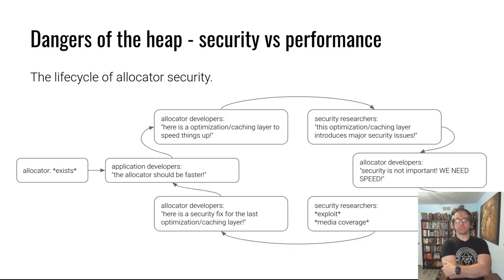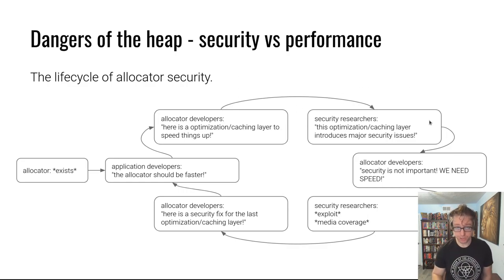Well, this is a problem because heap implementations, dynamic allocation libraries, go through this interesting cycle. Any library has overhead. A function call has overhead. The call instruction has overhead. Everything that the allocator does will have some amount of overhead. And when an allocator exists, application developers will complain about this overhead, and that's a legitimate complaint. Application developers need things to be fast. Allocator developers will look at the state of the allocator and improve it. They will create a caching layer, some other optimization, etc.